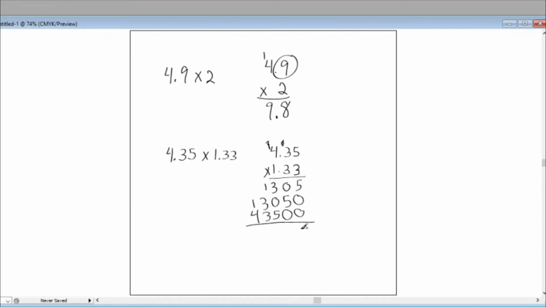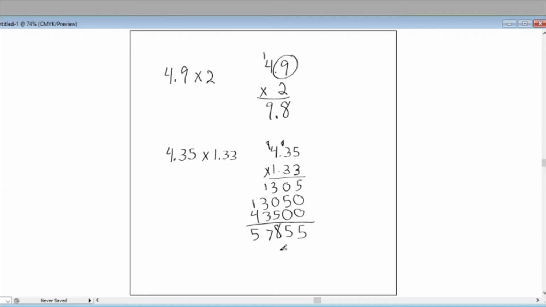So 5 plus 0 is 5. 5 plus 0 is 5. 3 plus 0 plus 5 is 8. 3 plus 3 is 6, plus 1 is 7. And then 1 plus 4 is 5. Please excuse my handwriting. This tablet's not exactly easy to write on.